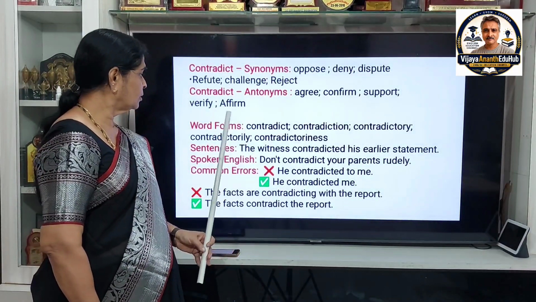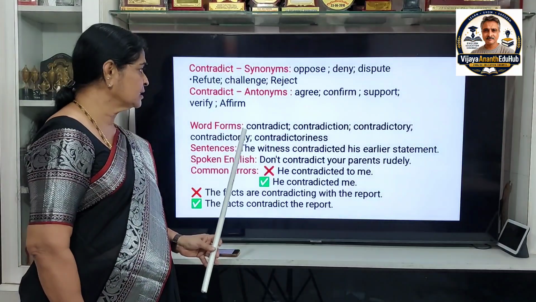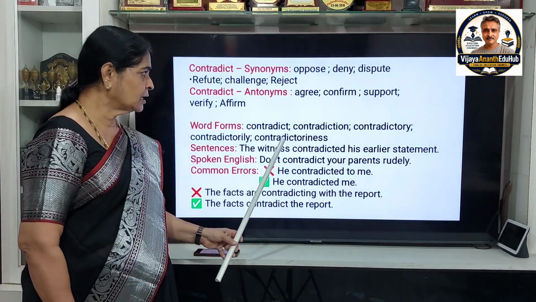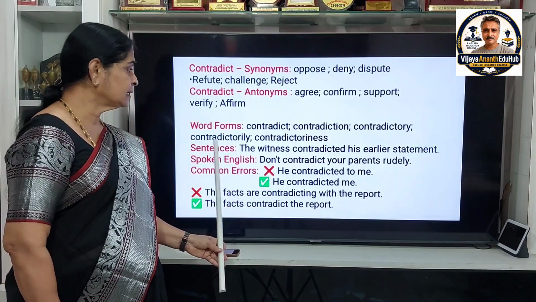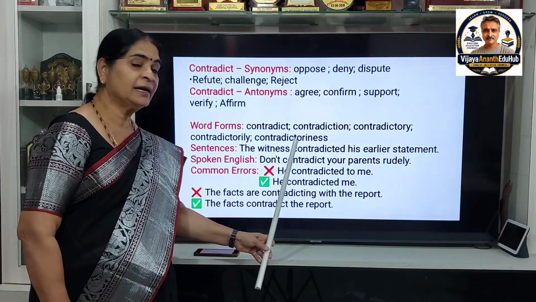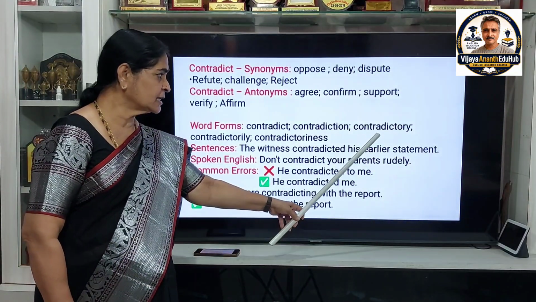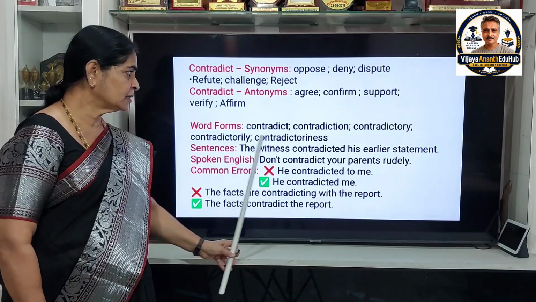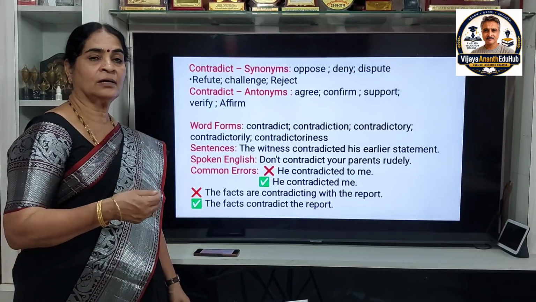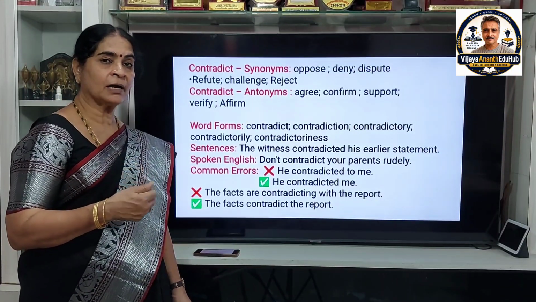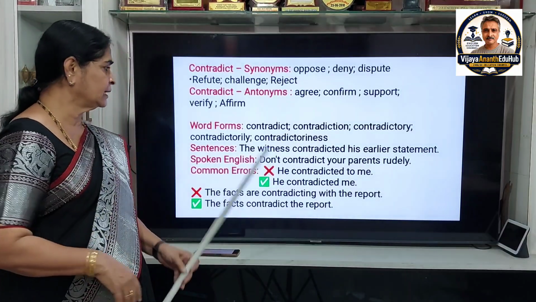Antonyms to contradict. And the word family, other word forms of contradict, are contradict, contradiction, contradictory, contradictorily, contradictoriness. Okay. Verb, noun, adjective, adverb. This is again a noun form. All these forms are from the word contradict, which is again formed from the root dict.